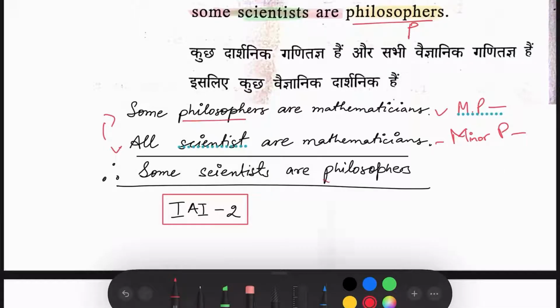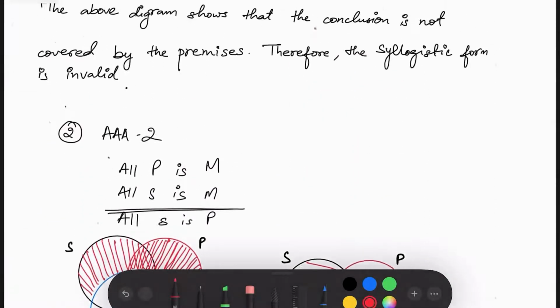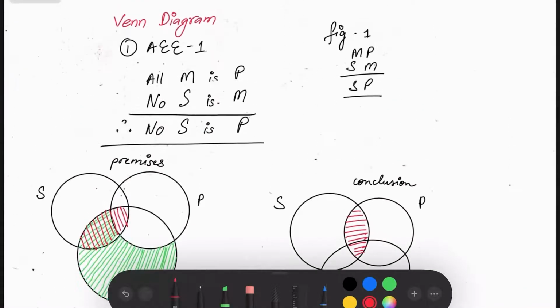Because this is the predicate term, and the predicate term of any proposition in any premise will become the major, followed by the subject. Which will be in any two of the following syllogistic forms using Venn diagram. Now let's see the first question. So the first question is A E E first.